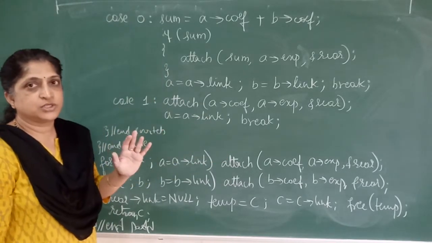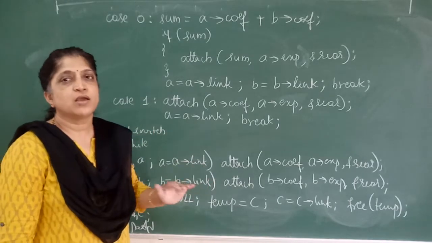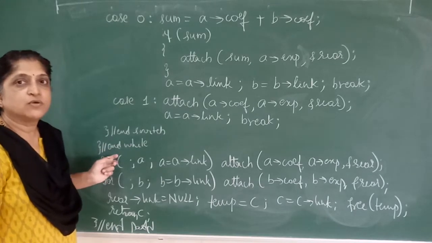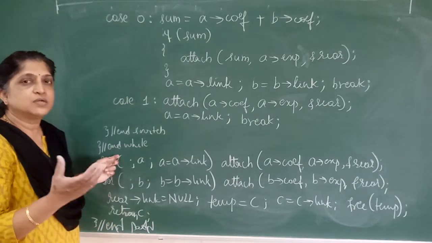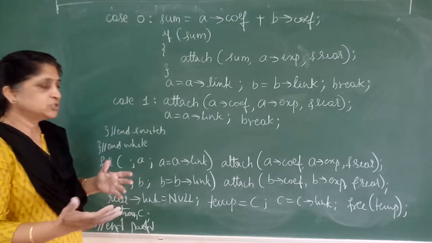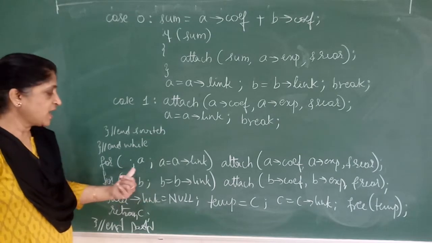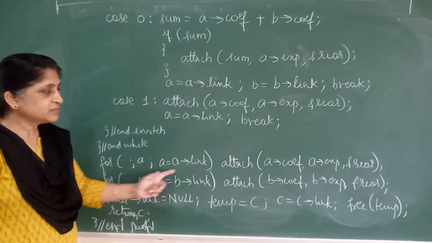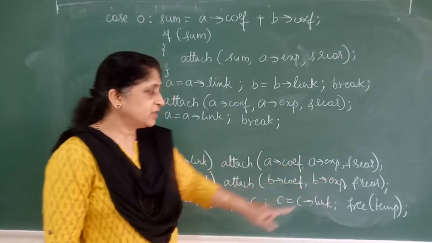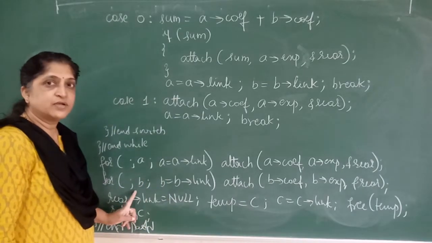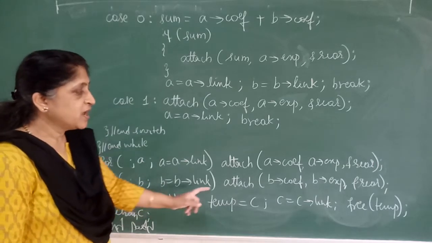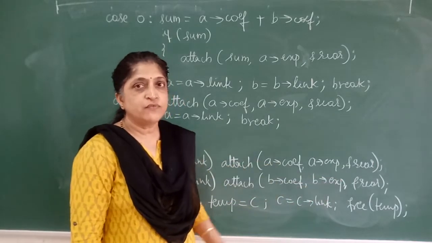Now, once we reach the end of any of the polynomial A or B, the control comes out of the switch. Then it also comes out of the while loop. Now, there may be some terms remaining in the polynomial A or in the polynomial B. To attach those terms, we have written a for loop here. As long as A is not null, go on attaching the terms A coefficient, A exponent and address of rear. Then similarly we have written as long as B is not null, go on advancing every iteration of the loop, attach B coefficient, B exponent and address of rear.